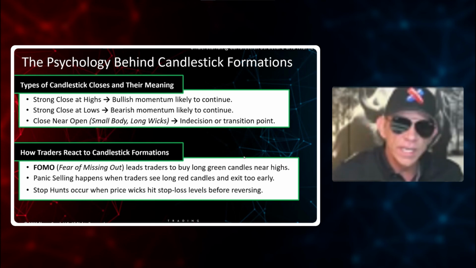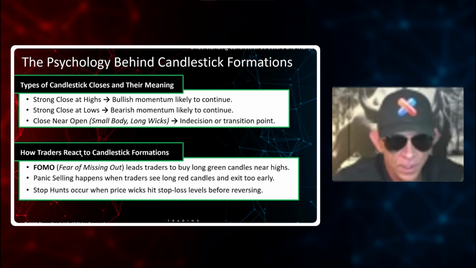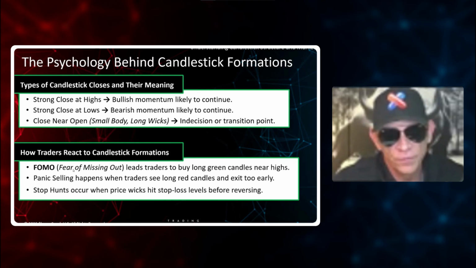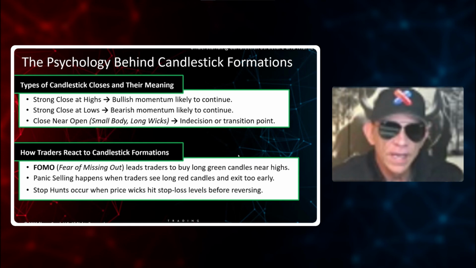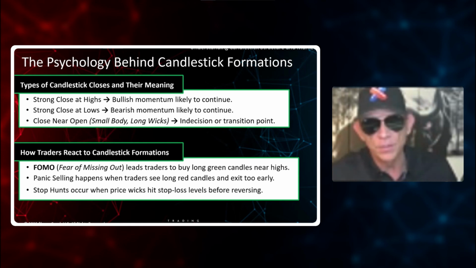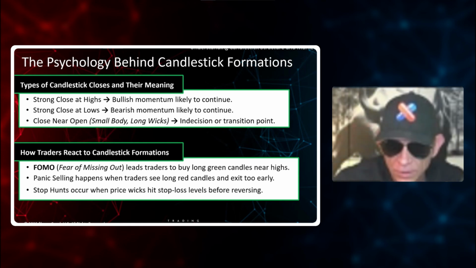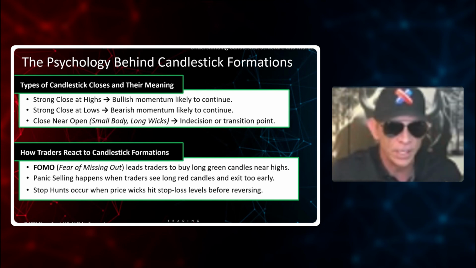So how do traders react to candlestick formations? Well, there's the infamous FOMO, the fear of missing out. This leads traders to buy long green candles at the highs. They've seen it rally all day and they just can't take it anymore. They jump in and they buy it. Then we have the opposite. We have panic selling, which happens when traders see long red candles and they exit too early. They freak out and they panic.